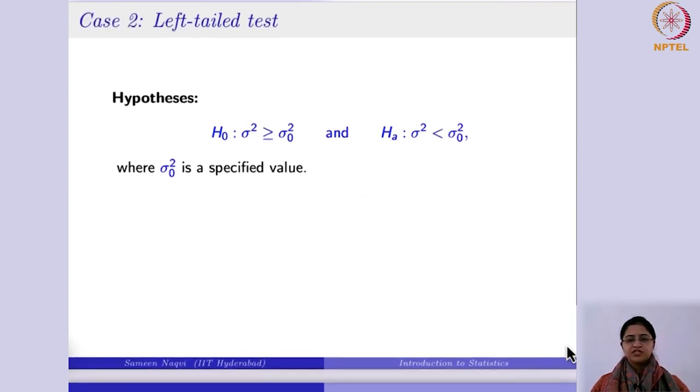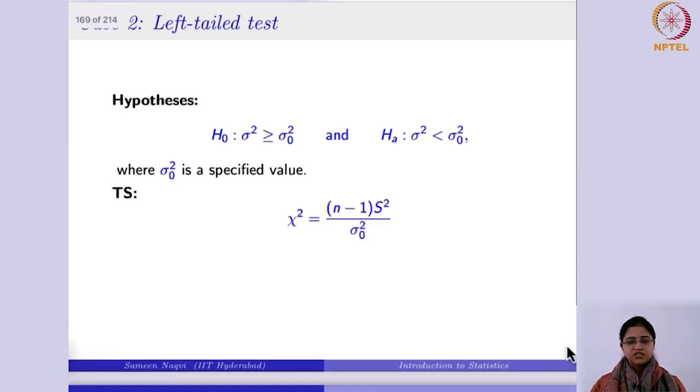Likewise, when it is a left tail test, you would be looking at the left tail of the distribution. So you are verifying the claim whether the population variance is less than the hypothesized population variance or not, right? Whatever the claim is there. Again, the test statistic would be the same in this situation also. It is calculated under the null hypothesis.